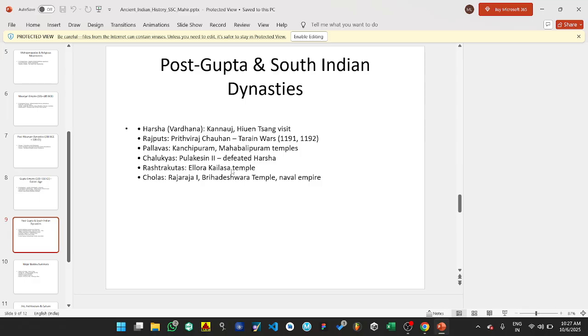In South India, the Pallavas built the Mahabalipuram temples. The Chalukyas under Pulakeshin II fought Harsha. The Rashtrakutas built the Ellora Kailasa temple, and the Cholas under Rajaraja I ruled the seas and built the Brihadeshwara temple.